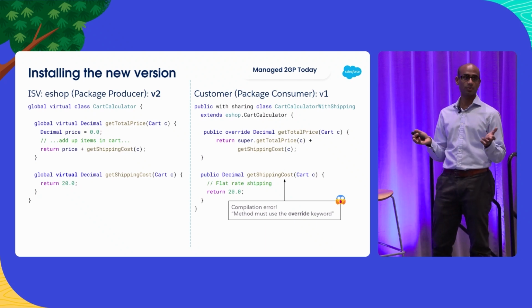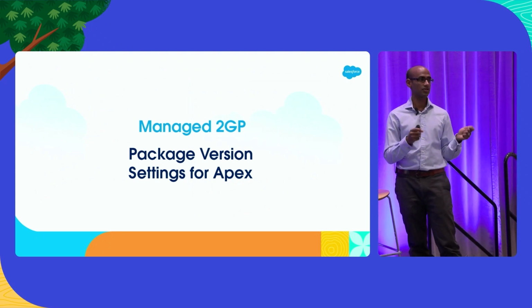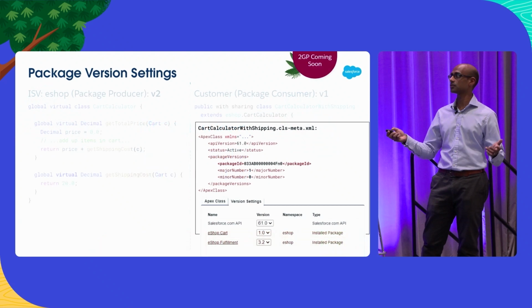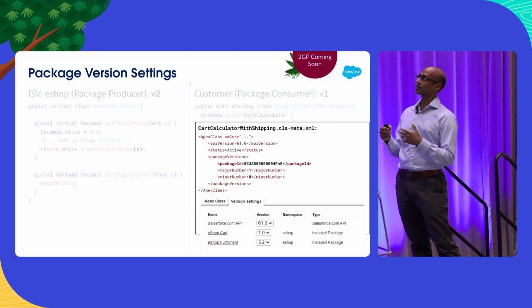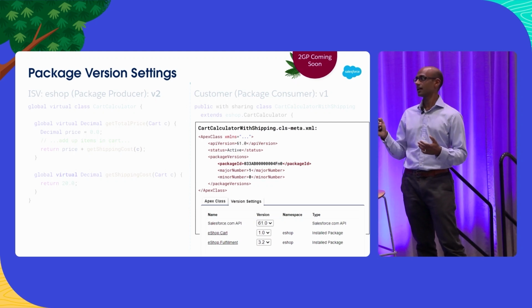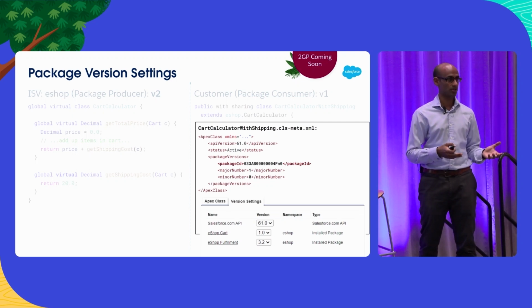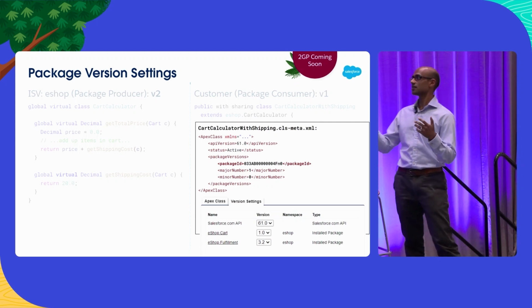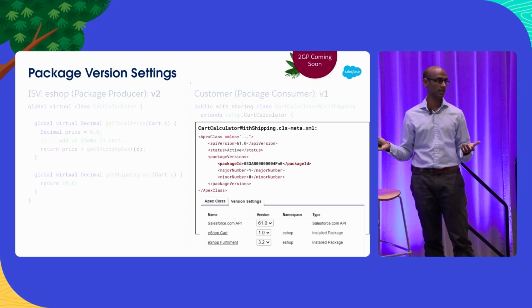And 1GP supports this concept too. So you can specify the package version that you depend on if it's a 1GP managed package in the version settings for an Apex class. And maybe you've seen this before. There's an example at the bottom right of the version settings that cart calculator with shipping would have. As of today, those would only have 1GP managed packages with them, but we're also adding support for 2GP managed packages down here. And you can see that the eShop Commerce package is obviously a 2GP package. It's got the 2 packages in the same namespace.